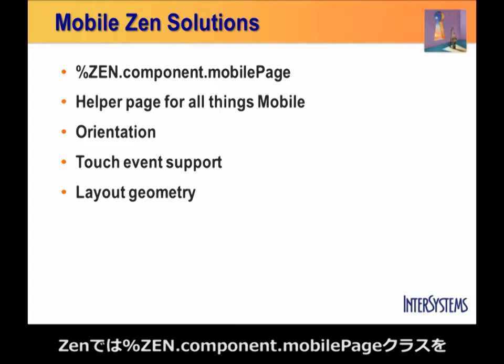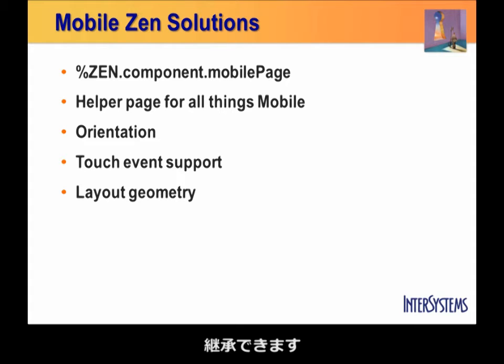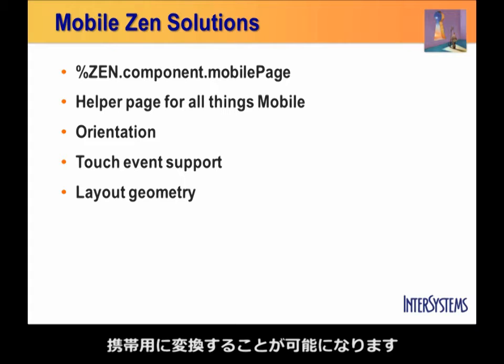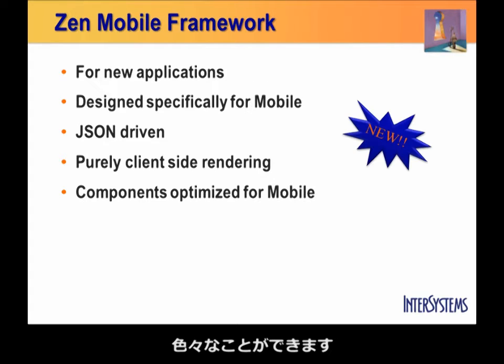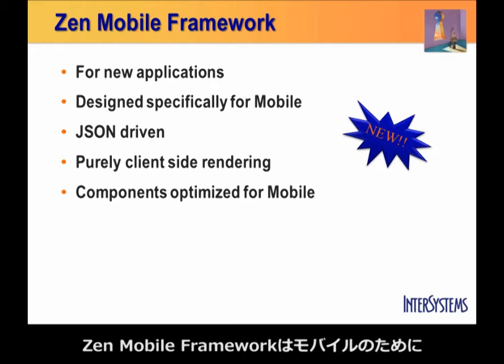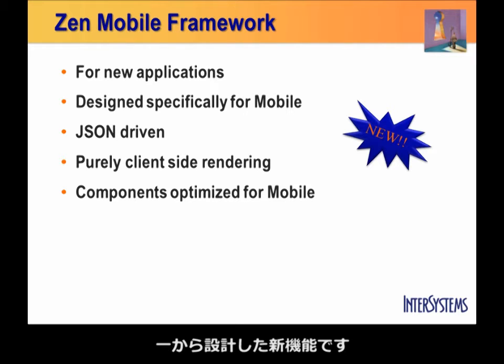Mobile Zen solutions, you have a %ZEN.Component.mobilePage class that you can actually inherit from. And this allows you to take your existing CSP pages and actually make them friendly for mobile. So we try to make it easy for you to take your application and create a mobile version of your application, okay? And you can do all these sorts of things. You can set up your orientation and geometry, et cetera, et cetera.